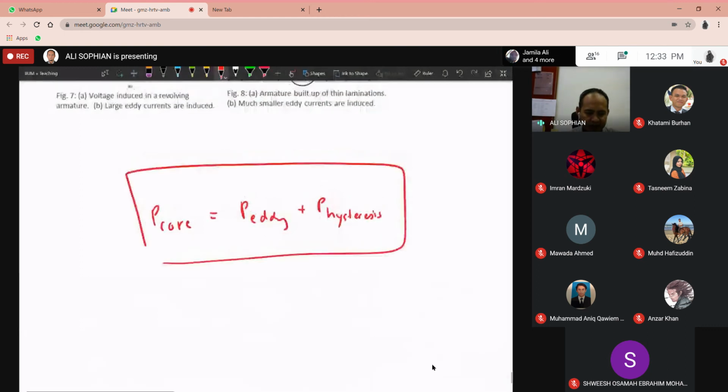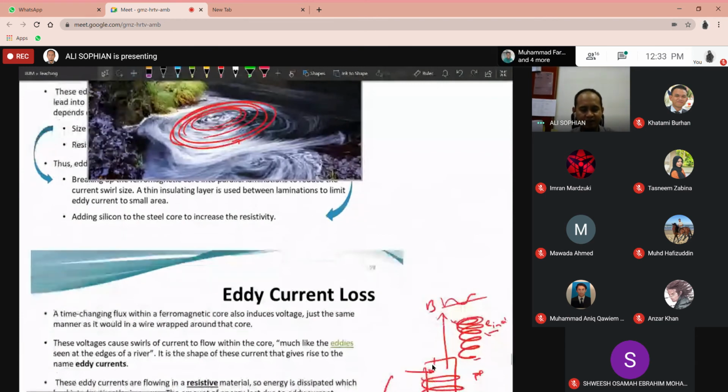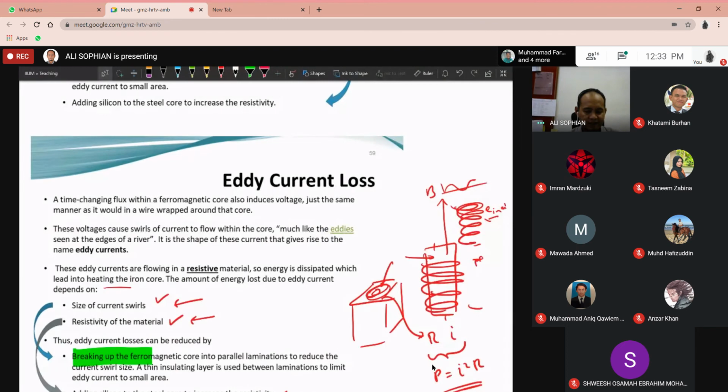Some introduction of the core losses that we have. Later on, when we talk about what we call the electrical machines, we will have some other losses. The friction losses, which are mechanical, and also some electrical losses, for example, because of the resistance in the wires or the coil.